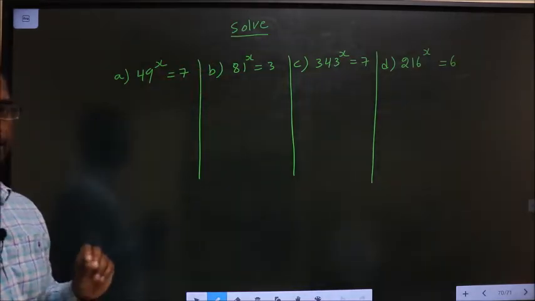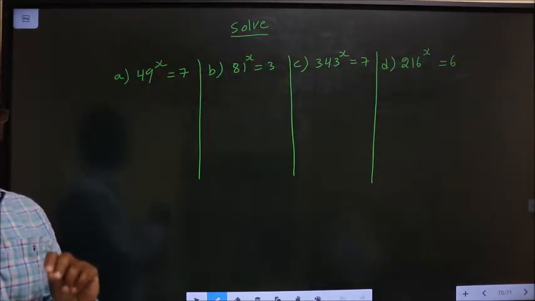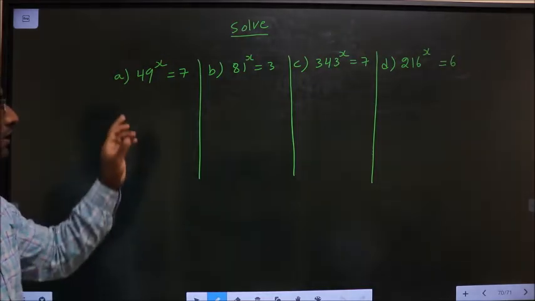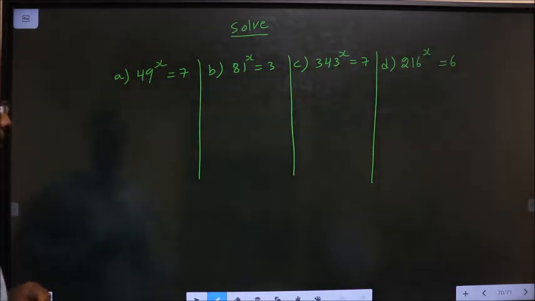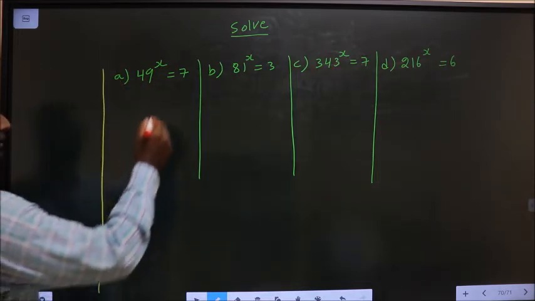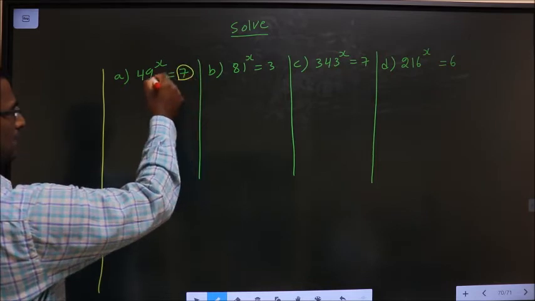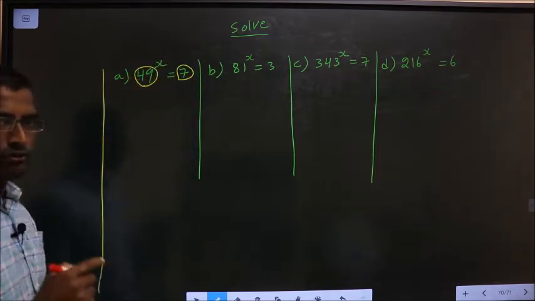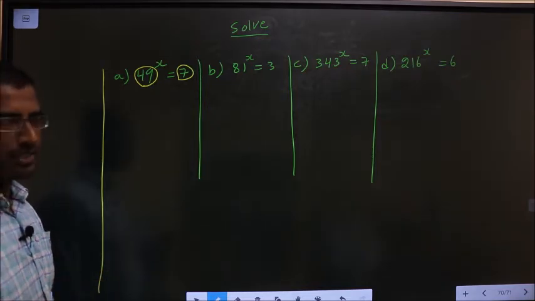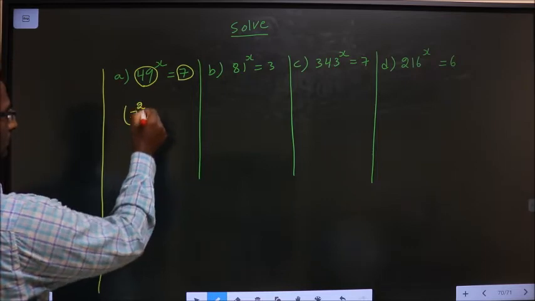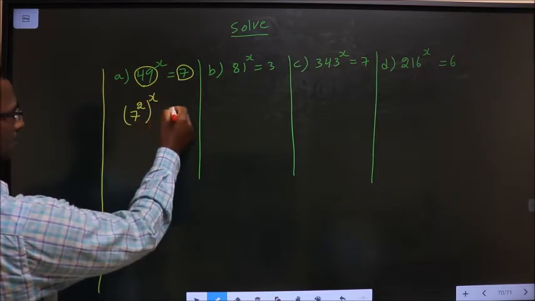Solve means you need to find the value for x in each case. So the first one: 49 power x equal to 7. Here you should observe that the base is 7 on one side and 49 on the other. So let us write 49 also with the base 7. 49 is nothing but 7 power 2, power x equal to 7.